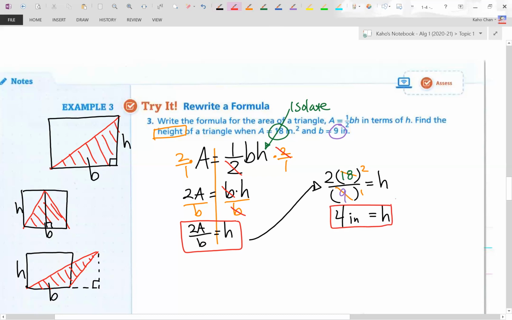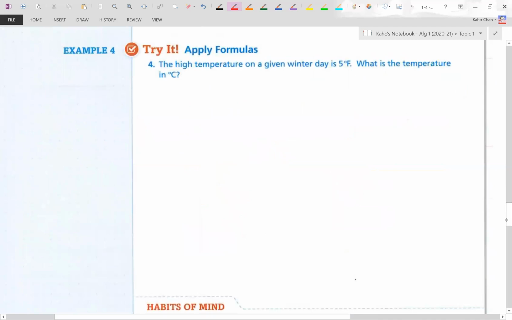Wow, a lot of literal equations. I'm actually going to do one more literal equation and have you guys try the last page on your own, the "Do You Know How" on page 16. Let's go and end with example 4. Aha. Example 4 involves temperature.